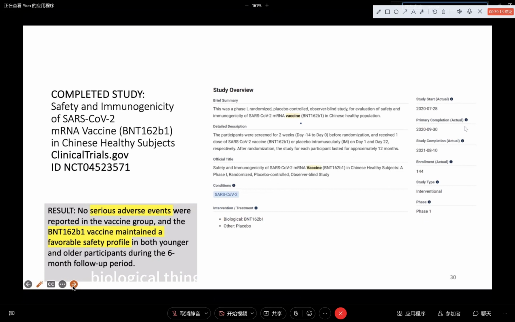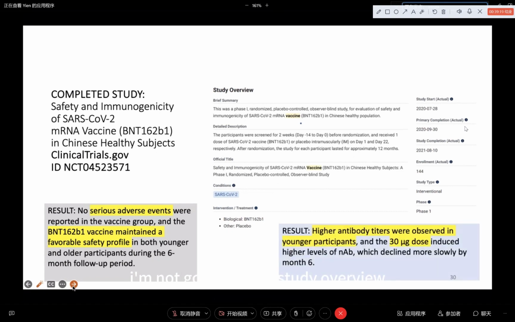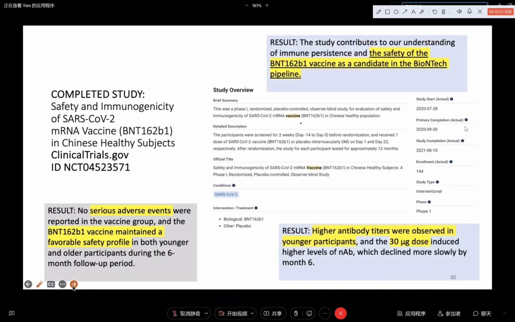In China, it's the same thing. There's the ID of the clinical trial and the study overview. I'm not going into the study overview. I will just talk about the result of this study, because here we need to look at the result. In the result, there is no serious adverse event, which means they passed from phase 1 to phase 2, because no serious adverse event was observed.